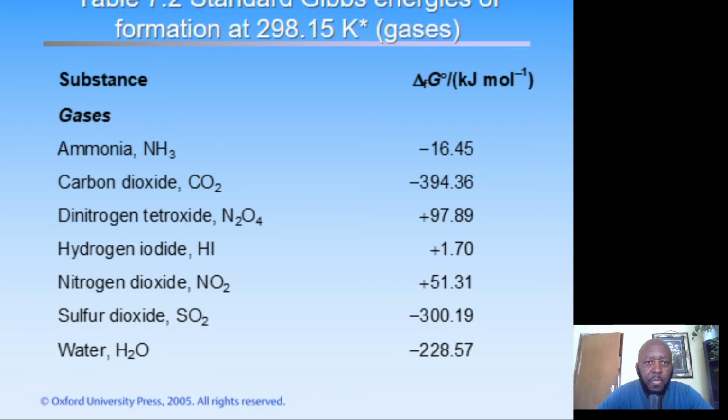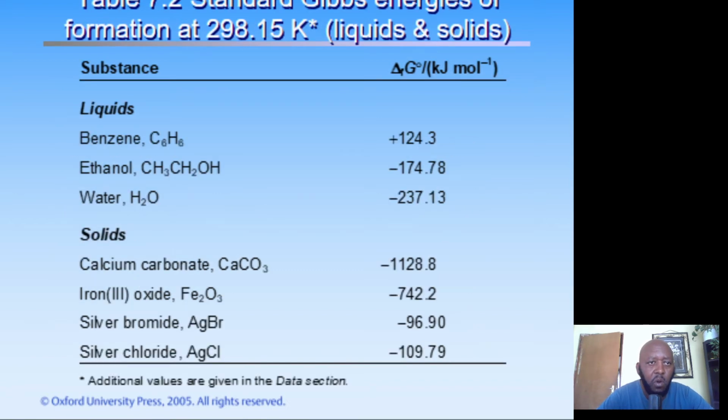For example, let's look at different substances and their standard Gibbs energy of formation at 298.15 Kelvin. For ammonia, the standard Gibbs energy of formation is minus 16.45. Carbon dioxide, we have minus 394.36. For dinitrogen tetroxide, plus 97.89. And the list goes on and on.